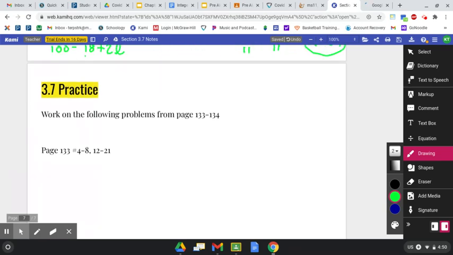All right, shorter assignment here. So after you, hopefully, have already finished your quick check for 3.5 and 3.6, work on the following problems. Use the answer key to check your work.